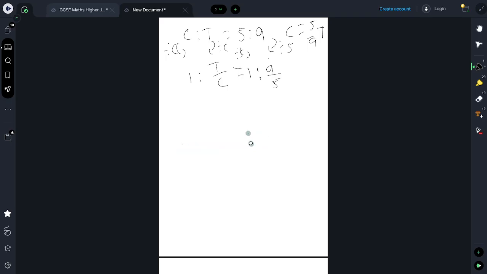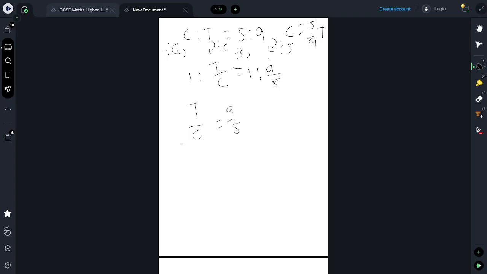And that's what we're doing here. Hopefully you can spot why we can do that. Now, these are exactly equal because they're both in the form 1 to n. If this is 1 to T over C, they're both 1, so that means they have to be exactly the same. They're not equivalent, they are exactly the same. Which means T over C has to be 9 over 5, the second number. The first number has to be the same, 1 equals 1, and T over C has to equal the second number, 9 over 5.